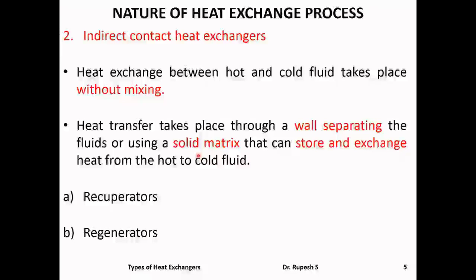Next is indirect contact heat exchangers. These are heat exchangers where heat transfer takes place without the mixing of hot and cold fluids. This can be achieved by two means. Either by using a high thermal conductivity wall which physically separates the hot and cold fluid through which heat transfer takes place, or by using a medium that receives and stores heat from the hot fluid and transfer it to the cold fluid. Based on this, indirect contact heat exchangers can be classified into two as recuperators and regenerators.